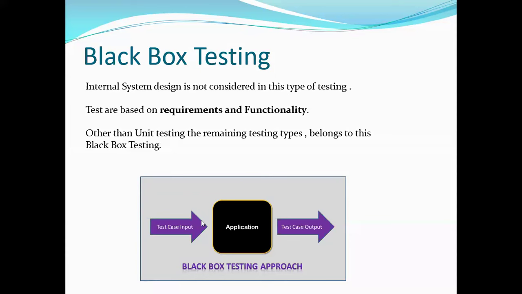That's the reason they call it what? Black box. Black box means what? Nothing will be visible. Even if you keep something, we cannot see it because it is a black box. So completely it's a black box. Then how will we test things? Can anyone tell me how? We don't know the code. Then how are you testing? Based on the client requirements.